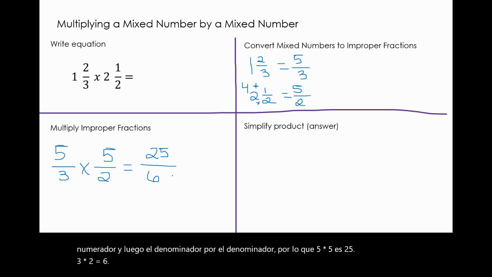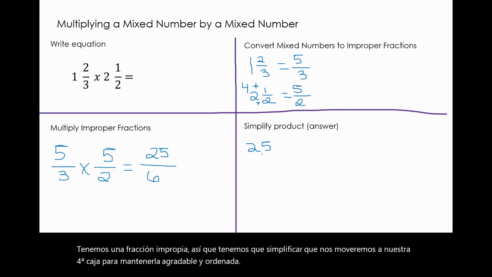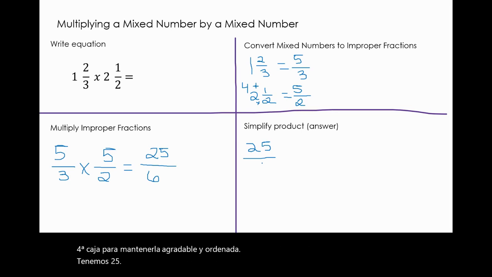Well, we have an improper fraction, so we need to simplify that. So we'll move to our 4th box to keep it nice and neat. We have 25 sixths. So I'm going to come over to here and I'm going to divide 25 by 6 to convert it to a mixed number.